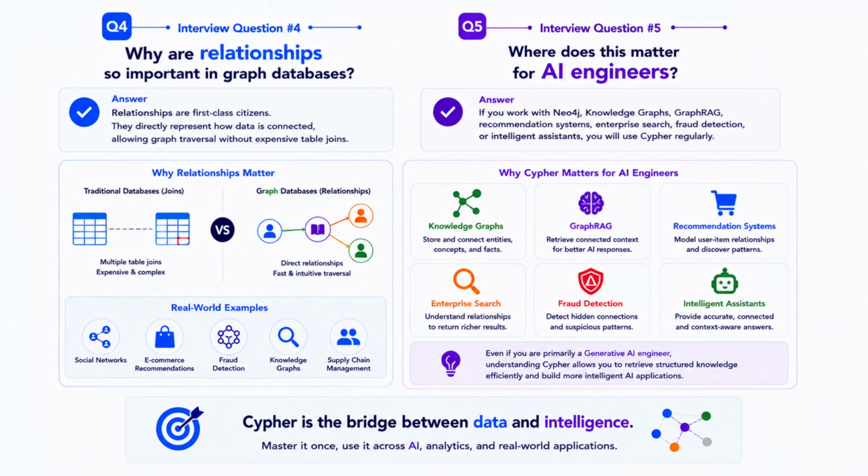So, where does all of this matter for AI engineers? If you work with Neo4j, knowledge graphs, graph RAG, recommendation systems, enterprise search, fraud detection, or intelligent assistants, you will use Cypher regularly. Even if you are primarily a generative AI engineer, understanding Cypher allows you to retrieve structured knowledge efficiently and build more intelligent AI applications.